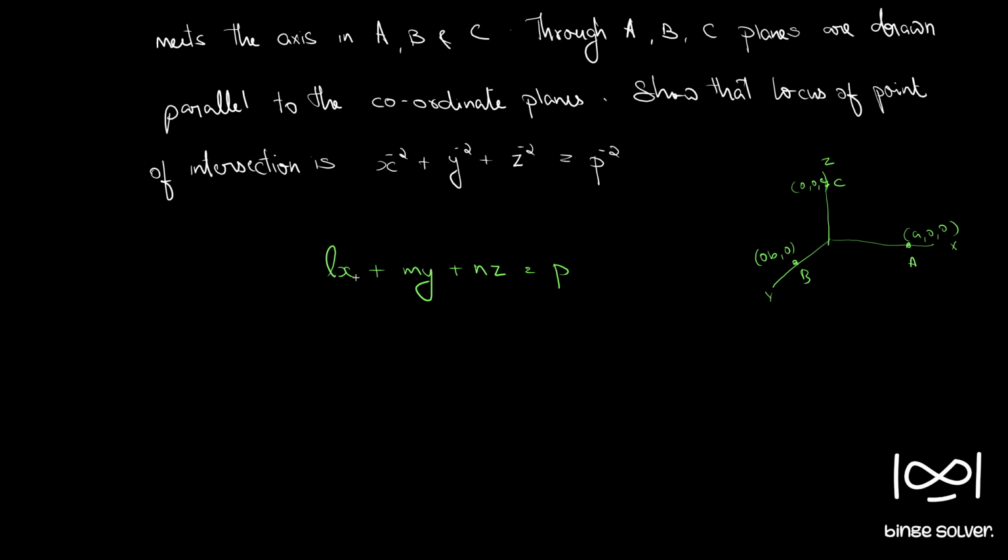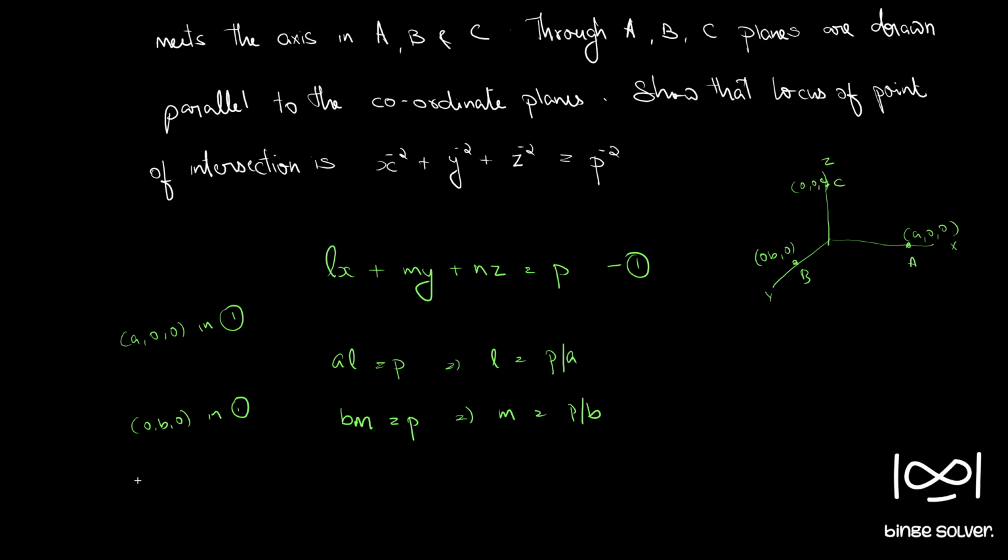You substitute, and you can see that if you put a, 0, 0 here, we get a into l plus 0 into m equal to p, or l equal to p by a. Similarly, if you put the other points, you put 0, b, 0 in the equation, you get b m equal to p, or m equal to p by b. Putting 0, 0, c, we get c n equal to p, or n equal to p by c.